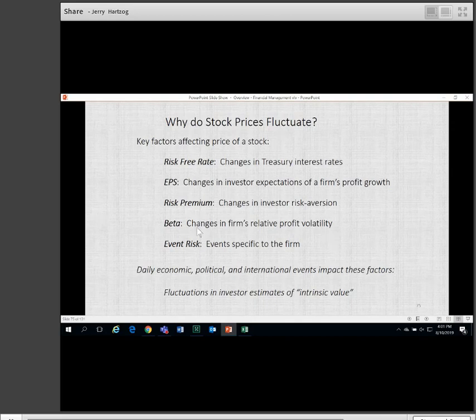Beta, a firm's beta is not necessarily fixed. It can change for a variety of reasons. And finally, there are event risks, just particular things that might happen to one firm. For instance, a drug company's best-selling, most profitable drug is taken off the market by the FDA. That would really impact its stock. So basically, daily economic, political, international events impact these factors. And basically, they're just saying it changes. There are fluctuations in investors' estimate of the intrinsic value of a stock.